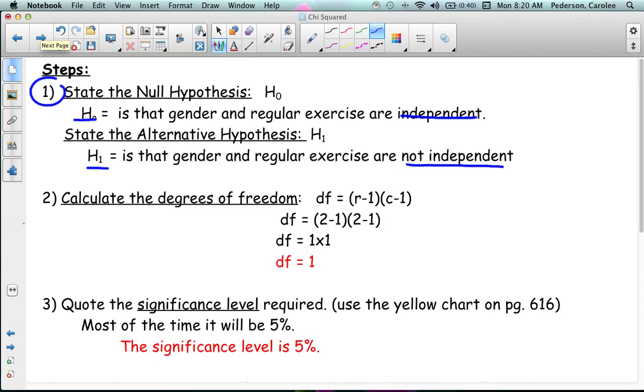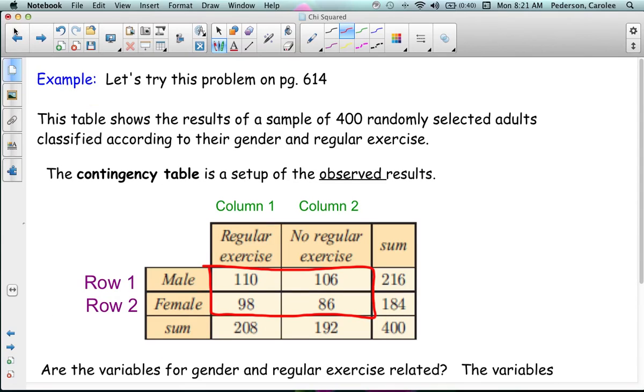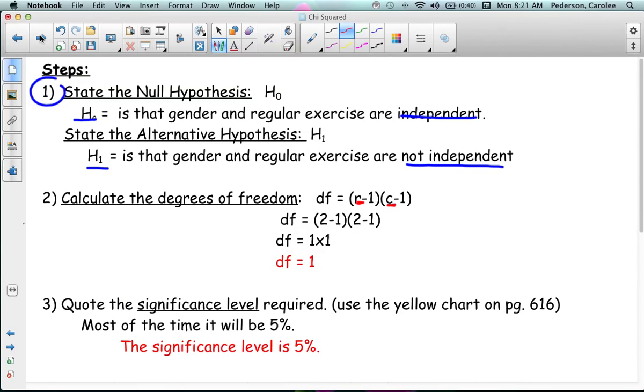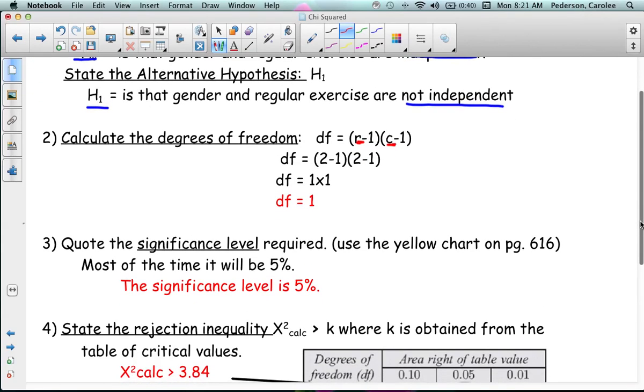Step 2 is to calculate the degrees of freedom. So you take the number of rows and the number of columns. In this case, there are 2 rows and 2 columns. It just ends up becoming nice. It doesn't always have to be 2 and 2; you could spread out your data. So you substitute 2 rows, 2 columns, simplify it, and your degree of freedom is 1.